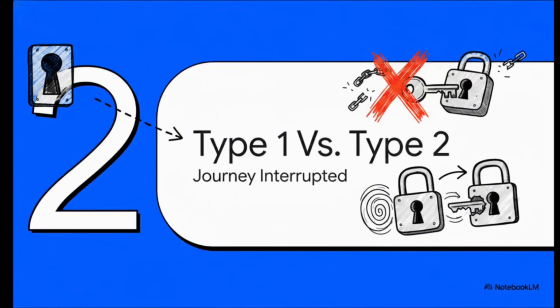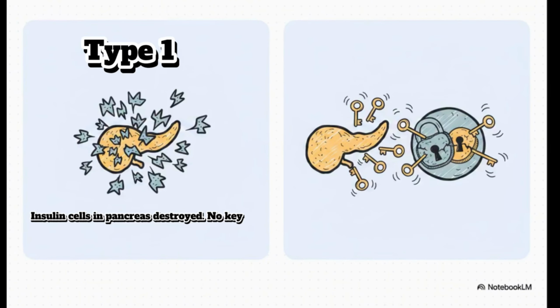Now, let's look at type 1 versus type 2 diabetes. In type 1, the immune system mistakenly attacks and destroys the insulin producing cells in the pancreas, which stops or significantly reduces insulin production. Without insulin, cells can't absorb glucose, so it builds up in the bloodstream, a term called hyperglycemia. Type 1 is most commonly diagnosed in childhood, though it can be diagnosed at any age.